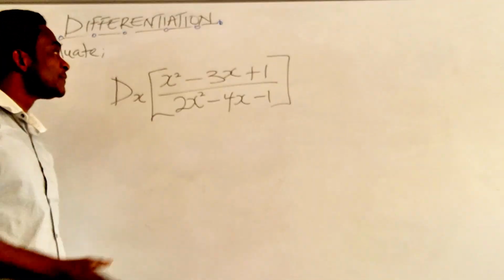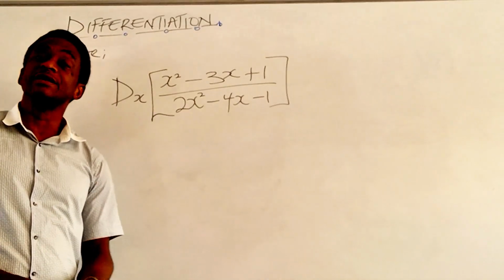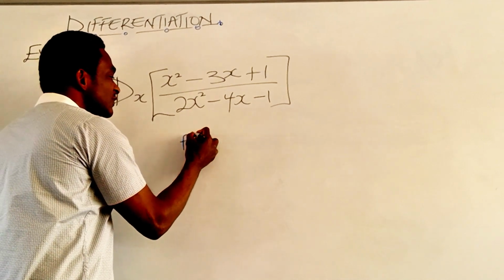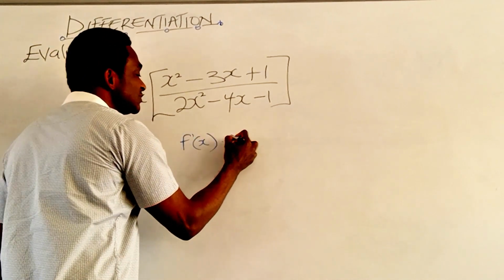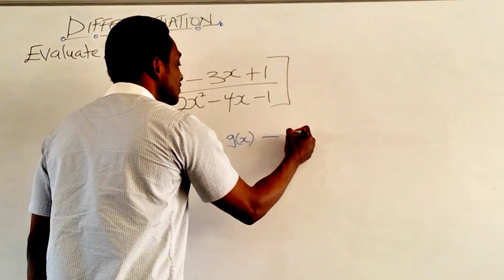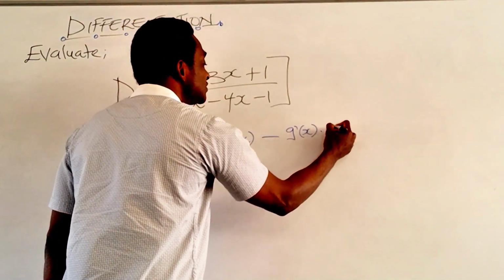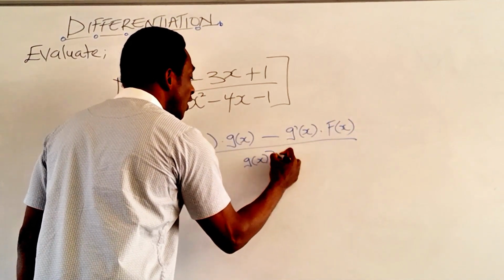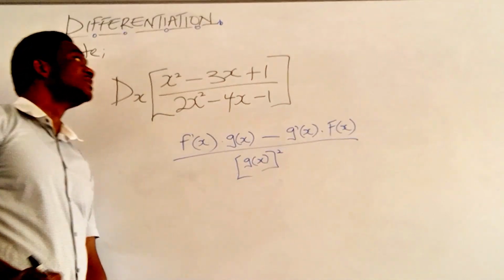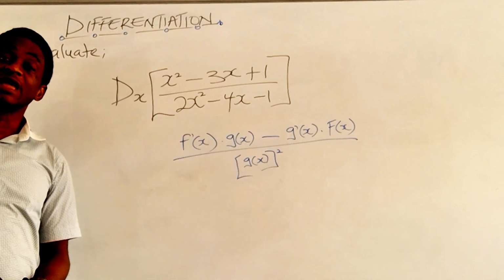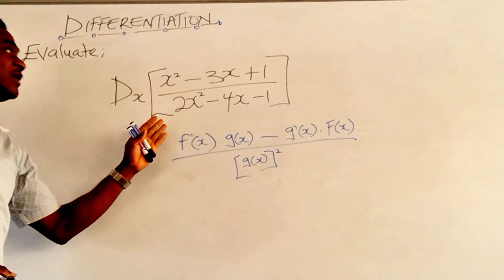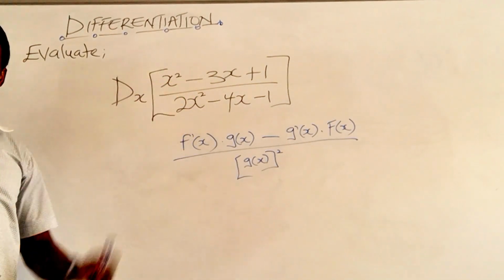If it is multiplication, we use the product rule. If it is division, we use what we call the quotient rule. What does the quotient rule say? It says that the derivative of f of x times the derivative of g of x minus the derivative of g of x times f of x, all over g of x all squared, will give us the derivative of every complex equation that has a fraction, a quotient.